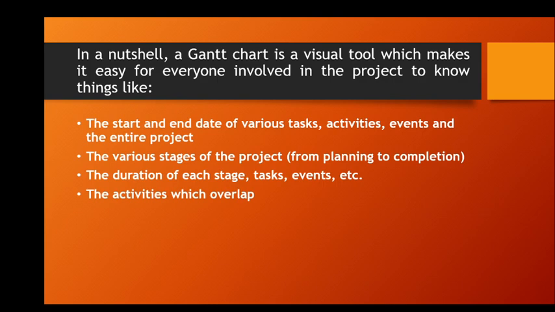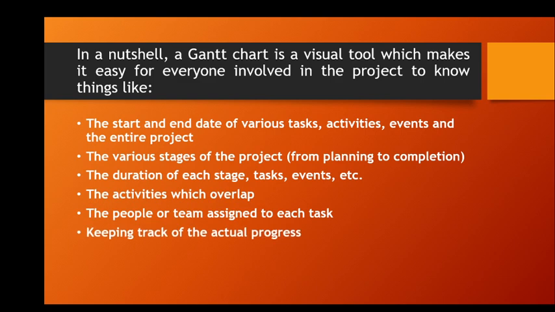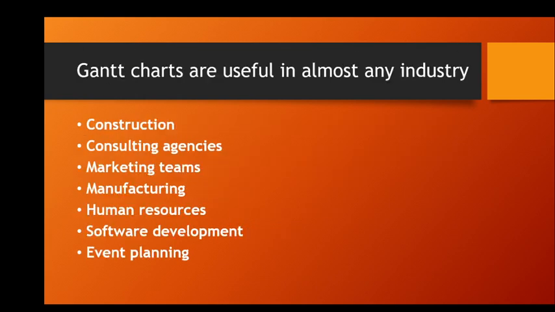Now I hope you understand the overlap. I'm going to show an example. And then the people or the team assigned to each task. So this all depends on what type of project you are working with, and if you want to put the team assigned, in terms of naming them out in the Gantt chart. So it all depends on how you want to design your Gantt chart as well. And it also involves keeping track of the actual progress, so you're able to see where you are currently and how far it is in order for you to complete the project.